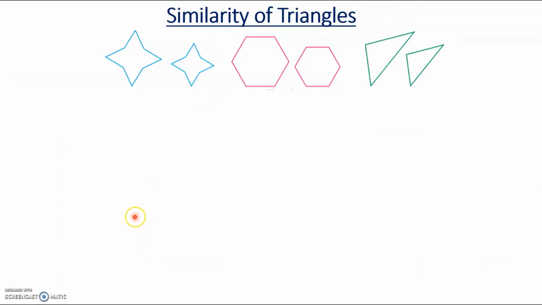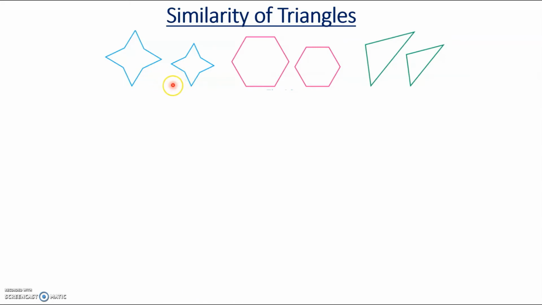Let's look at these shapes. You have the blue shape, the pink shape, and the green shape. These two you will call similar shapes, and these two would be similar shapes, and these two would be similar shapes. You wouldn't call the blue similar to this. You would say, no, only these two are similar. But are they the same? No, they're different in size. But you see a similarity because the proportions are the same.